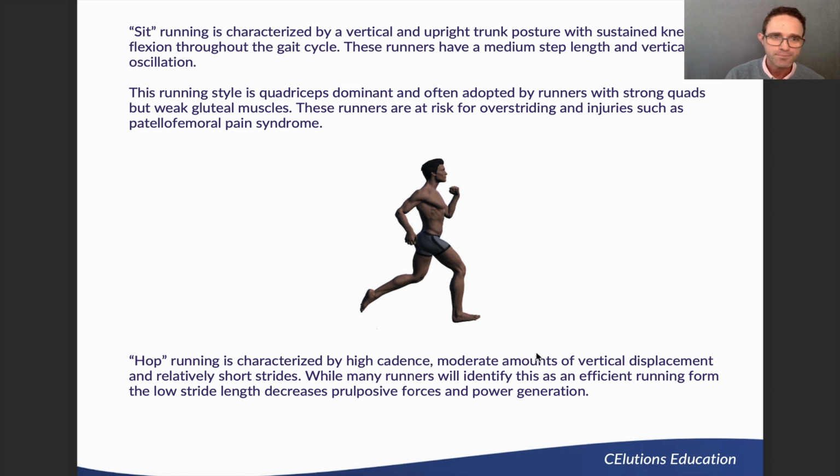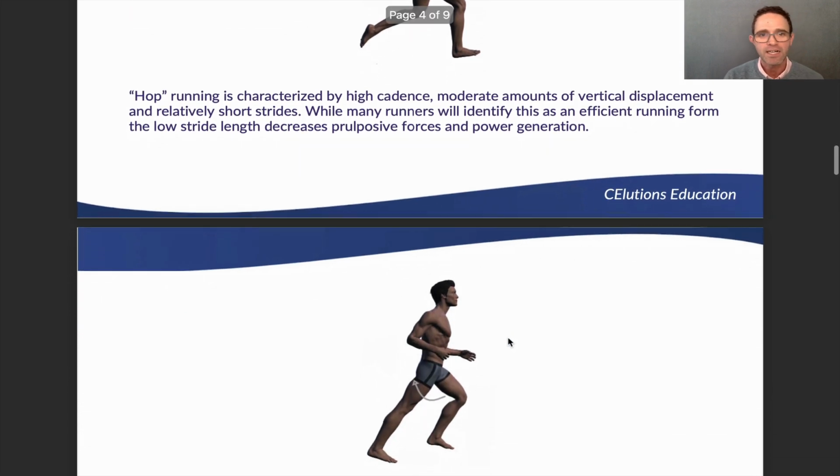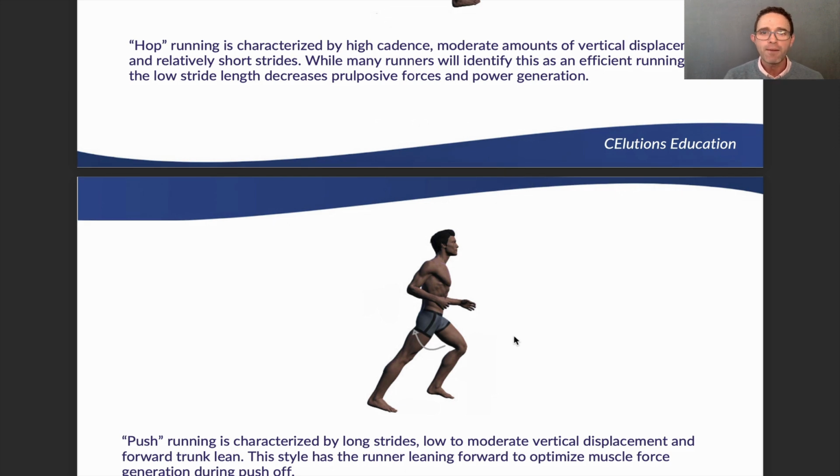Going on to hop running, that's going to be characterized by a high cadence. Now, hop running is your classic style where you're going to see a lot of runners think this is efficient because it's relatively short strides, not a lot of vertical displacement, moderate amounts, but not a lot, but it is a very high cadence. And some people that use this will even use the phrase, oh, I am going to be falling forward when I run. And there's a lot of cueing that can go around that. But while runners might identify this as being efficient, unfortunately, the low stride length is going to decrease the propulsive forces and decrease the power generation. So not efficient in the long run.